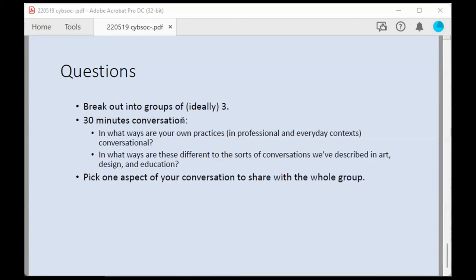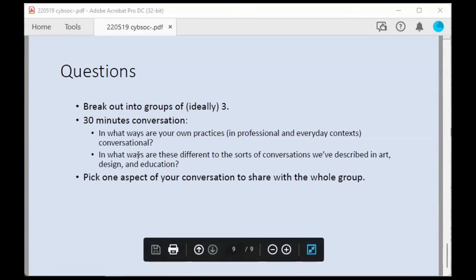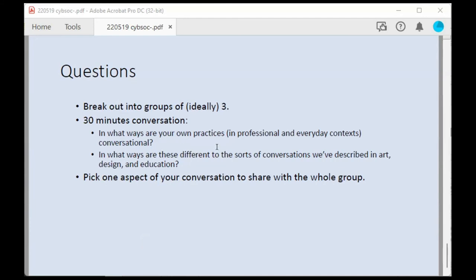So first, in what ways are your own practices in professional or everyday context conversational? And in what ways are these different to the sorts of conversations we've discussed in art, design, and education? Because we don't have much time, you might just focus on one of you who maybe shares your own context and has an example. And then just to let you think through that a little bit more. Maybe we take 5 minutes to do that, and then each of the two groups in the room and the online participants, if they'd like to participate in this, maybe just share for 1 minute what you discussed.